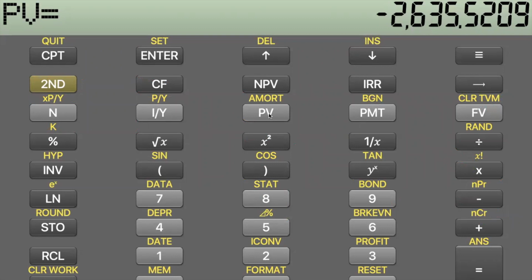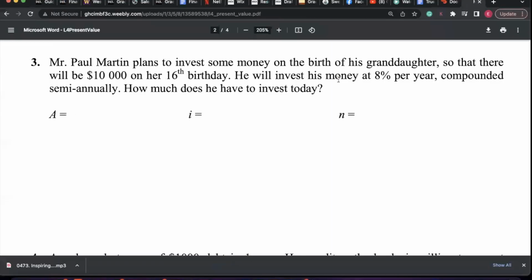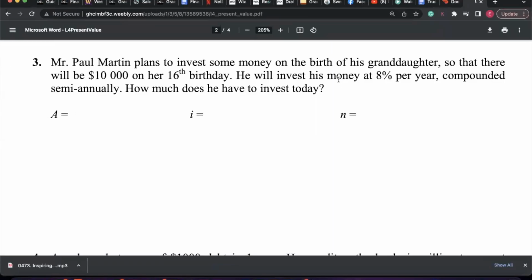So we figured out our present value. Our present value is going to be $2,635.52. And what that means in context is that we're going to have to invest $2,635.52 in order to have a future value of $10,000 at a semi-annual basis rate of 4%.